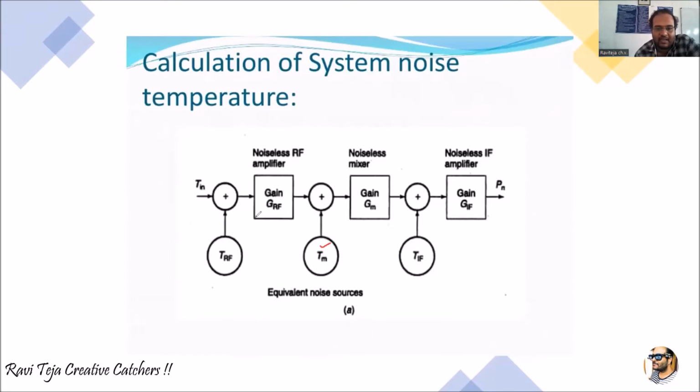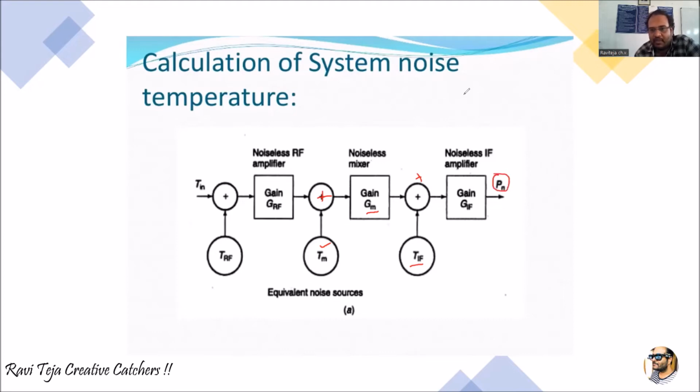Here the gain GRF as well as the temperature TM are summed and given to a noiseless mixer. From the output of the noiseless mixer we get a gain GM, the mixer gain. Then the gain GM is combined with the temperature of the intermediate frequency, and this is given to a noiseless intermediate frequency amplifier, through which we get a gain GIF with respect to the intermediate frequency, and we consider the output as Pn.